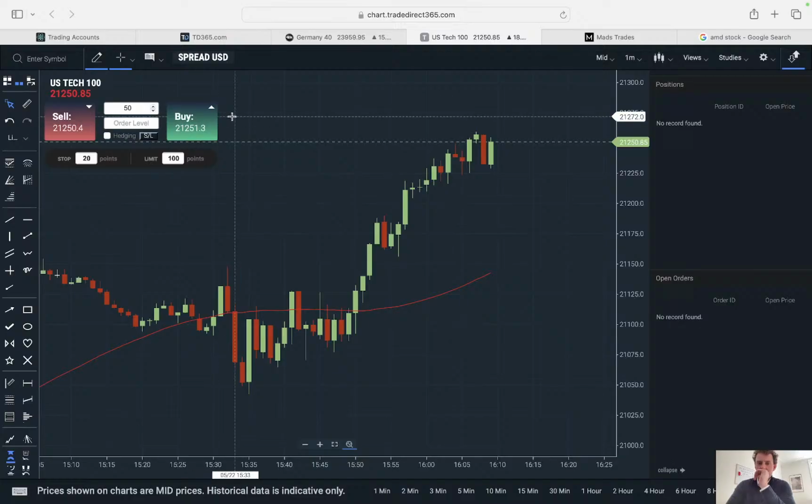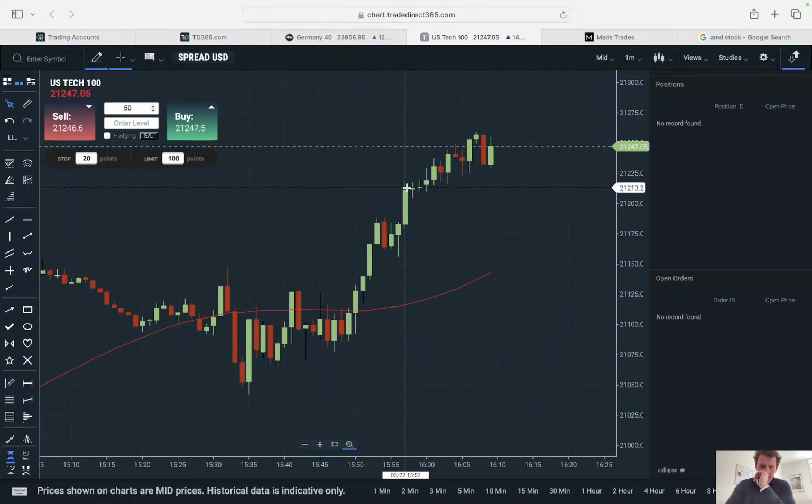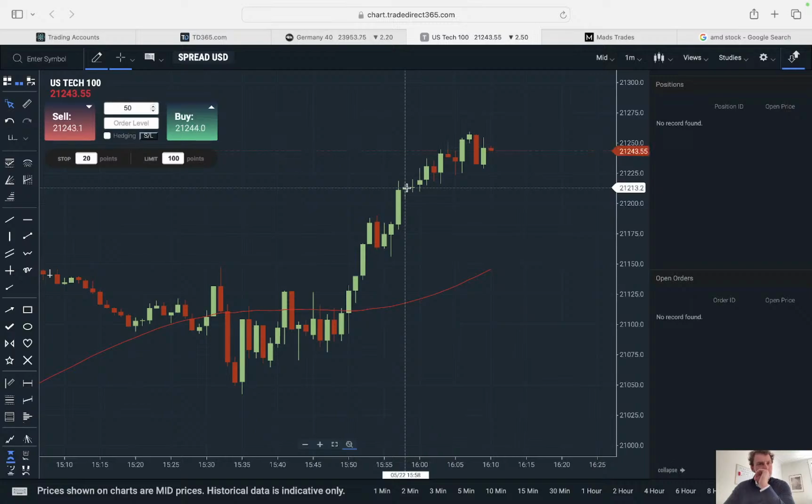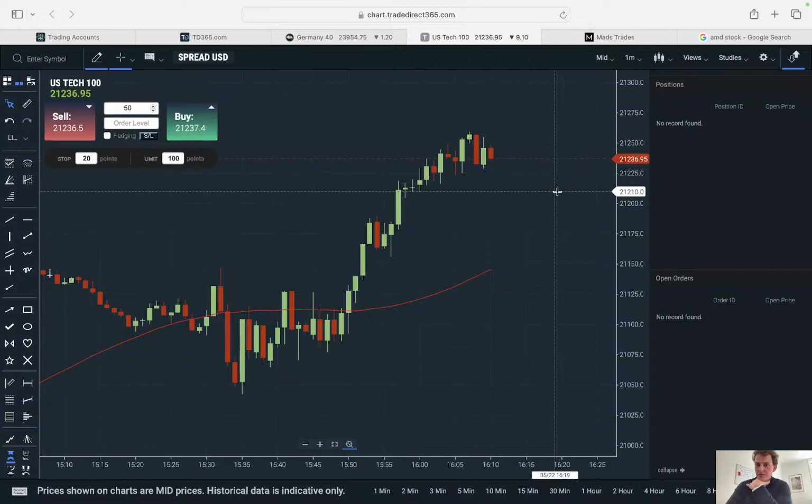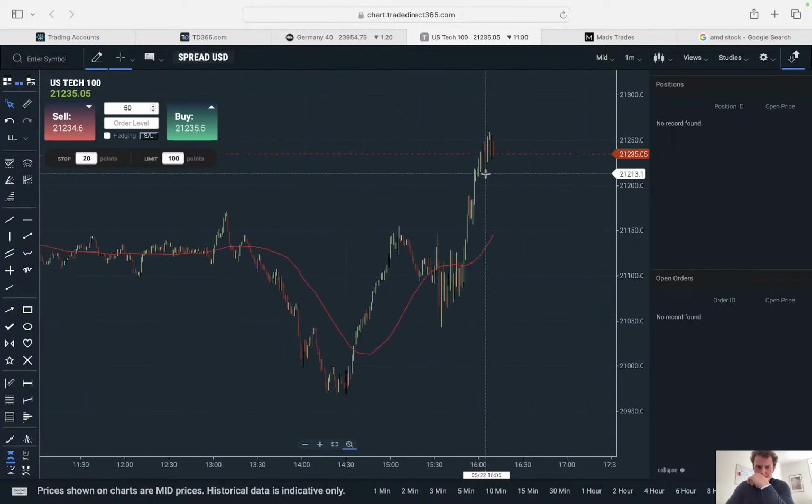Let's see here if it's going to keep pushing. Yeah, just break even, not really doing that much, because I'm super unsure if this is going to continue or if this is going to start selling off. I have a feeling this is going to start selling off.